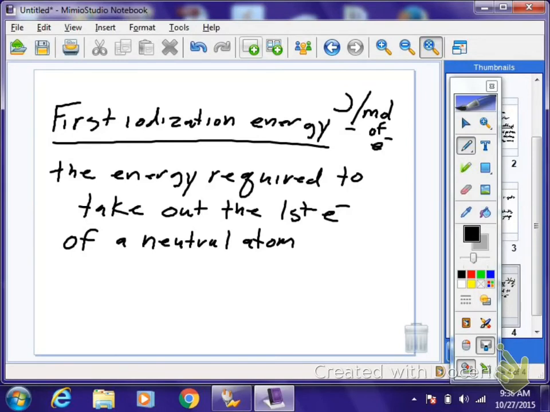So we're going to take out not just one electron, but a mole of electrons, which would be 6.02 times 10 to the 23rd. So these are going to be measured in joules. Now, I take that back. Kilojoules. It is joules as a base unit, but it'd be kilojoules per mole.